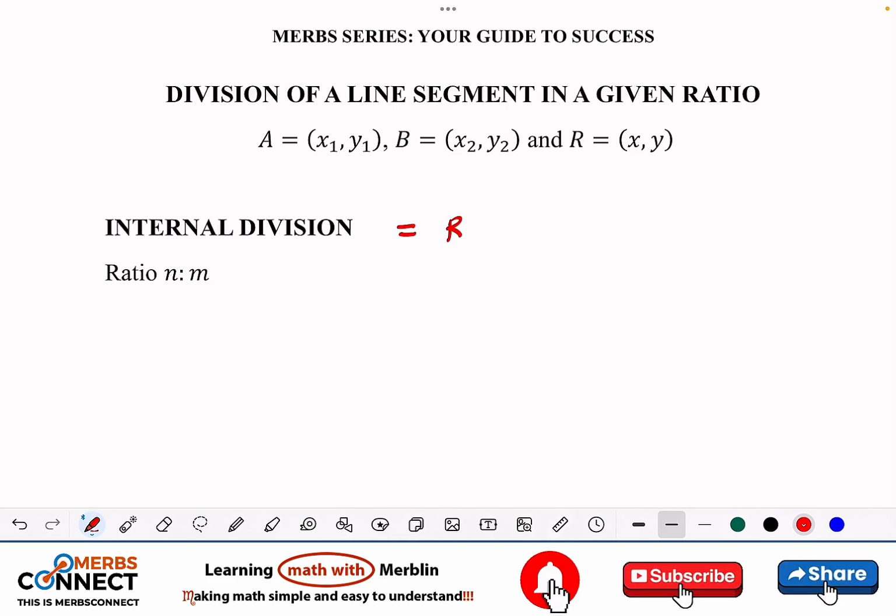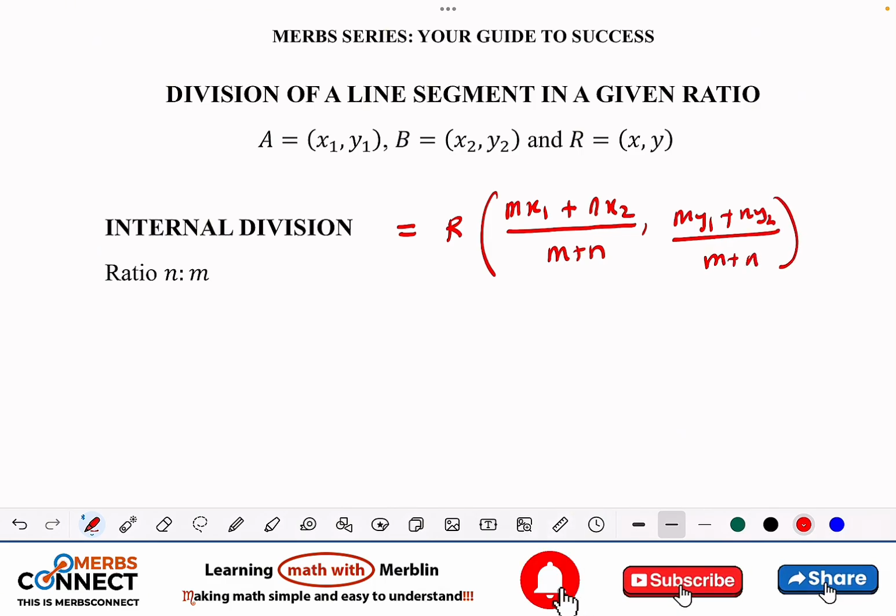Then this is going to be (m1 times x1 plus n x2) divided by (m plus n), and then (m y1 plus n y2) divided by (m plus n). Here the order is very important. The order is very, very important, right? Because as soon as you swap it, you change everything.